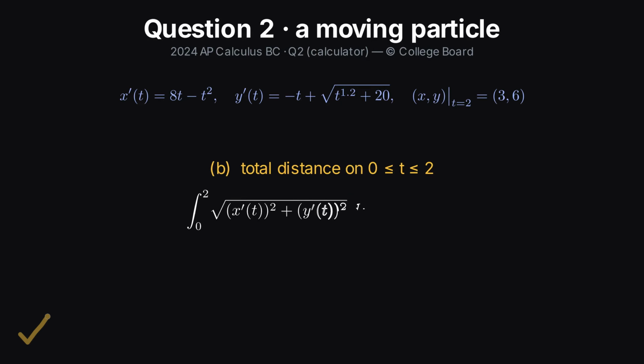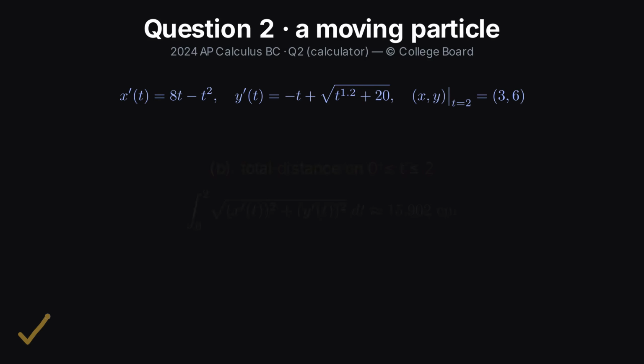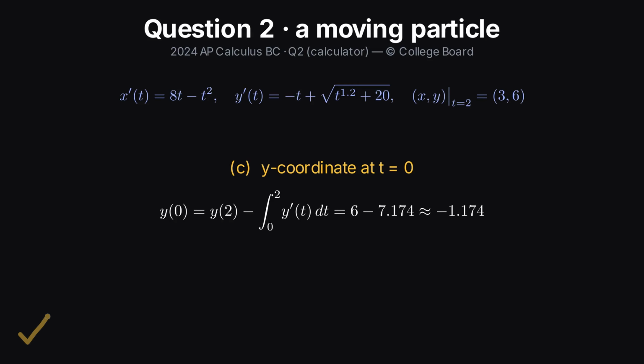Part B. Total distance is the integral of speed from 0 to 2, the integral of the root of x prime squared plus y prime squared. The calculator gives 15.902 centimeters. Part C. To get y at 0, start from y at 2, which is 6, and subtract the integral of y prime from 0 to 2. 6 minus 7.17 is negative 1.174.